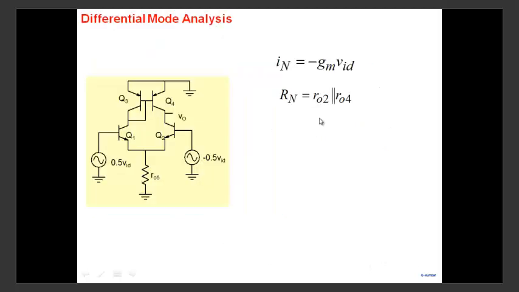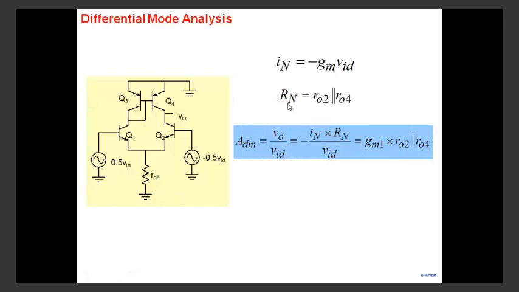So what we have done is, when I look at this particular node, the Norton's current is equal to minus GMVID. The Norton's resistance is R02 parallel R04, which means that the whole circuit that you see here can be converted into one Norton's current and one Norton's resistance. And therefore, the net output voltage will be the Norton's current multiplied by Norton's resistance. And the gain would be V0 divided by VID, and it turns out to be GM1 R02 parallel R04. And the net output resistance looking from here is nothing but the Norton's resistance, R02 parallel R04.